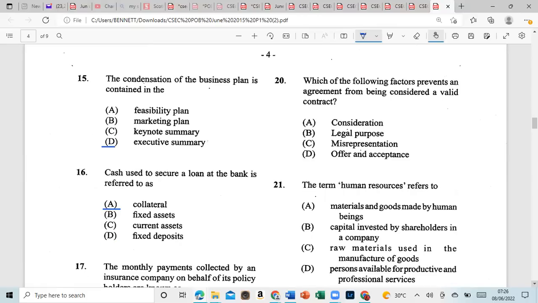All right, so let's move on to 20. Which of the following factors prevents an agreement from being considered a valid contract? Is it A, consideration, B, legal purpose, C, misrepresentation, or is it D, offer and acceptance? And that is misrepresentation. Again, that is a repeat. You guys should be having a field day with this paper.